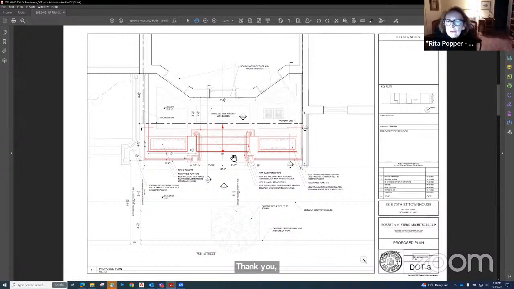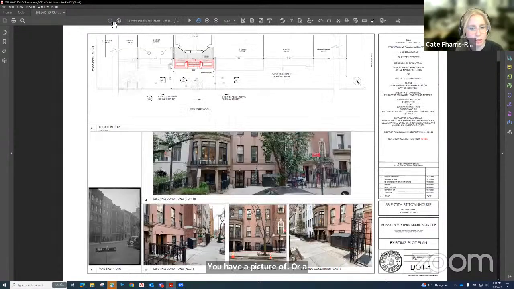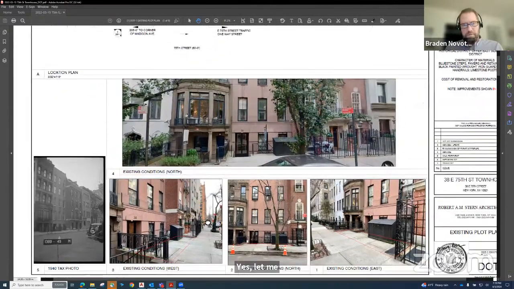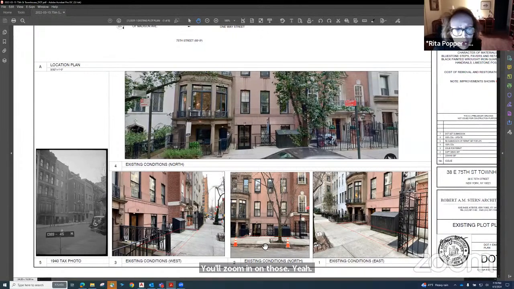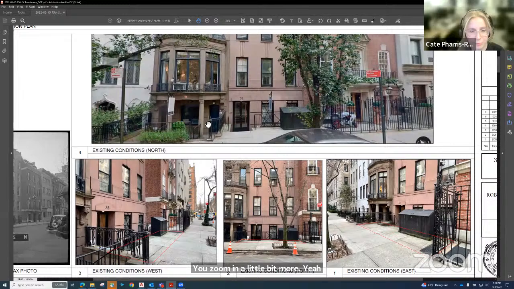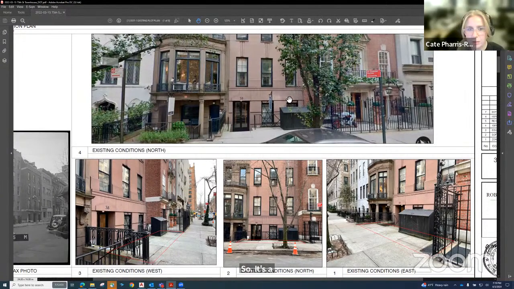Do you have a photograph of the street itself, of the buildings to the right and left? Yes, let me pull that up. Zoom in on those. These are the existing images. Okay, so zoom in a little bit more. This is the higher fence and this is the lower fence. Correct. It's a patchwork quilt street. Exactly.